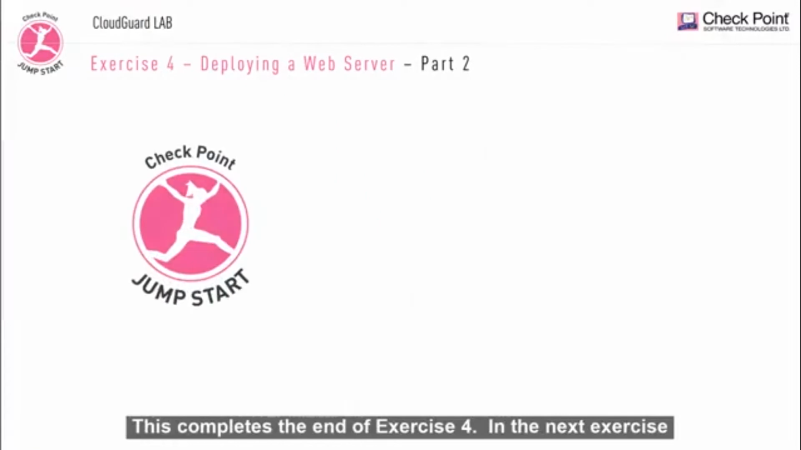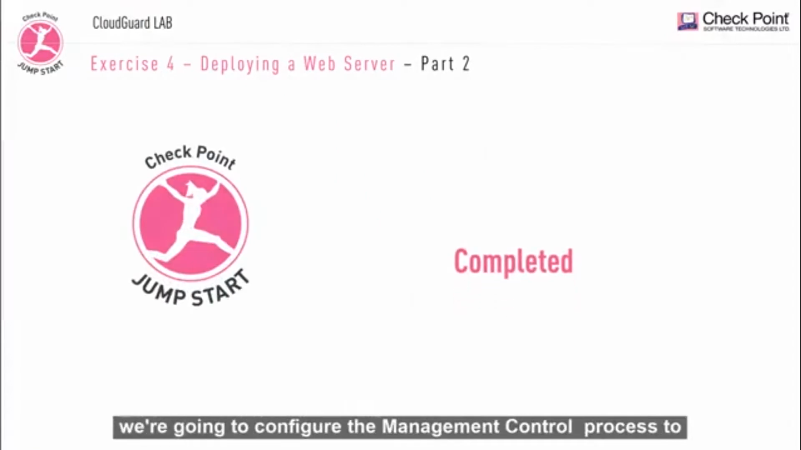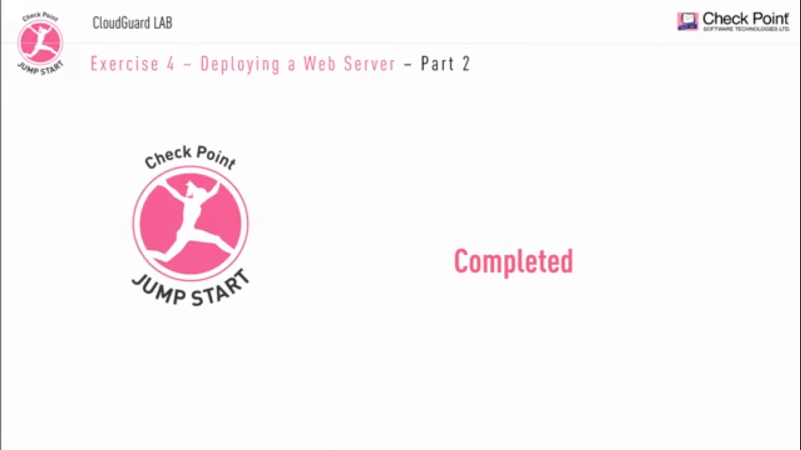This completes the end of exercise 4. In the next exercise, we're going to configure the management controller process to communicate to the Azure cloud with my VNet virtual network. I will see you there.